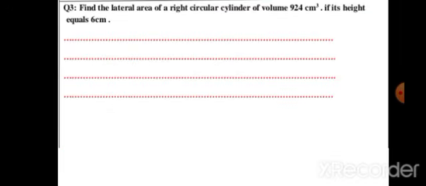Find the lateral area of a right circular cylinder of volume 924 cubic centimeter if its height equals 6 centimeter. First, the volume of cylinder equal pi r square h, and the volume here 924 equal 22 over 7 times r squared times height 6. So r power 2 equal 924 divide open bracket 22 over 7 times 6. So r power 2 equal 49. Taking square root, then r equals 7 centimeter.